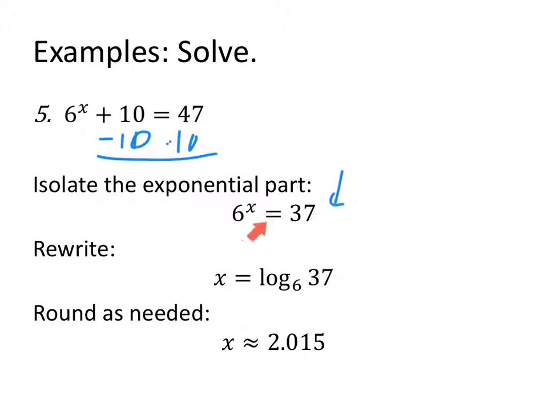In my head, I'm thinking, hey, x is a little bit bigger than 2. But we'll see. X is the power, right? All x is an exponent. All logarithm is an exponent that I put on 6 in order to get 37. This is a great answer.